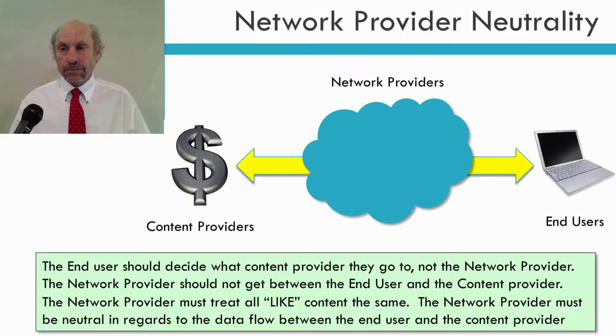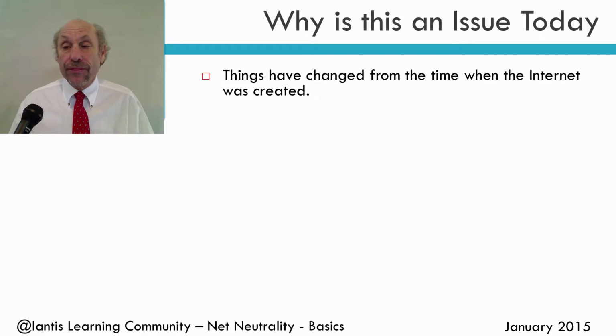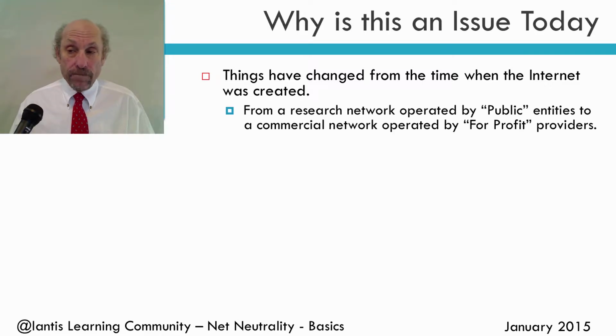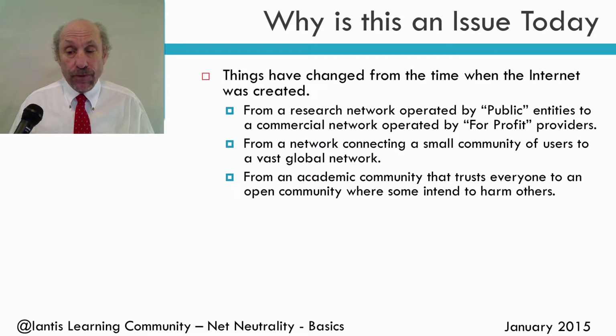So let me go into a little more detail. So why is this an issue today? Well, when the internet was born, it was born more or less in a net neutrality environment. But things have changed since the internet was born. The internet started out as a research network operated by public entities. It's now a commercial network operated for profit by for-profit providers. The internet started out as a network connecting a small community of users, and it's now a vast global network. The internet started out as an academic community that trusts everyone, and it's now an open community where some people we know intend to do harm to others.